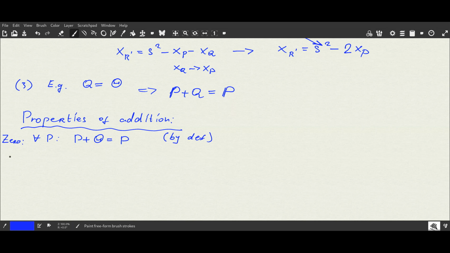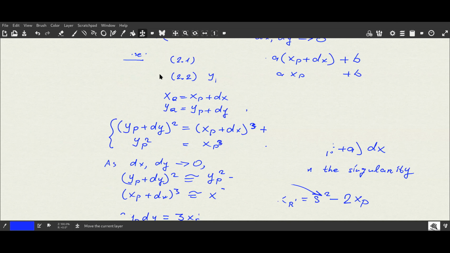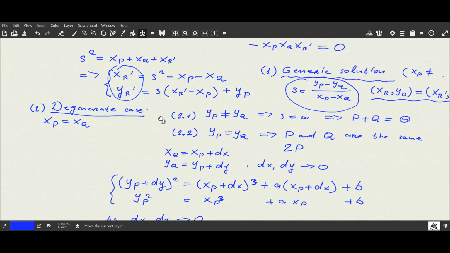There is also a commutativity property. P plus Q is the same as, interestingly enough, Q plus P. Why is that? Why do you think this holds? Because the ordering of points, which one was denoted by P and which one by Q, didn't matter at all.